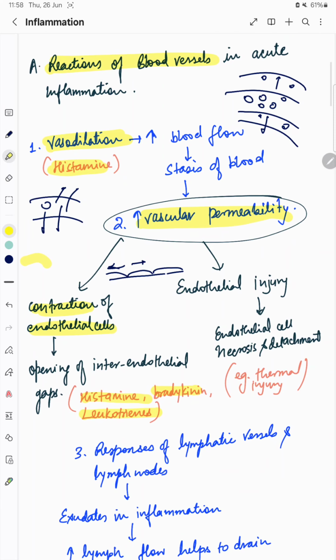Another mechanism of increased vascular permeability is direct injury to the endothelial cells, which can be seen in thermal injury.